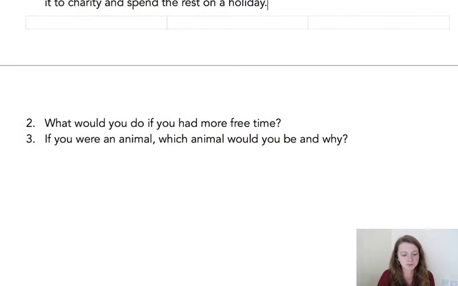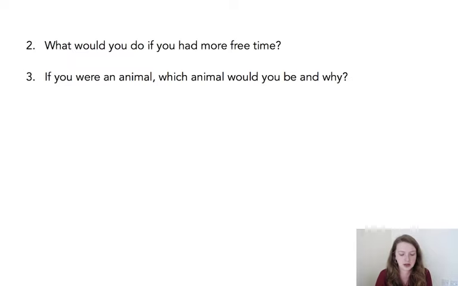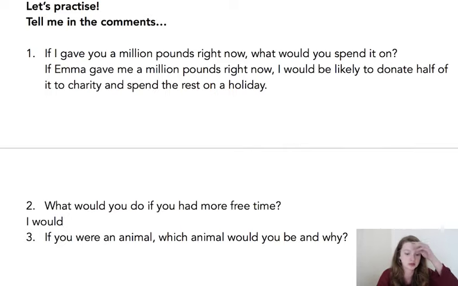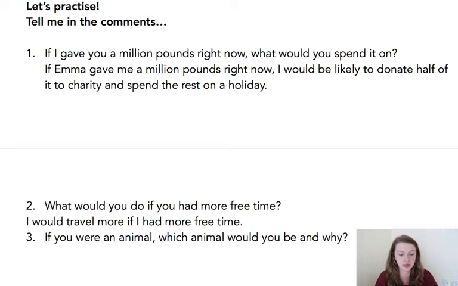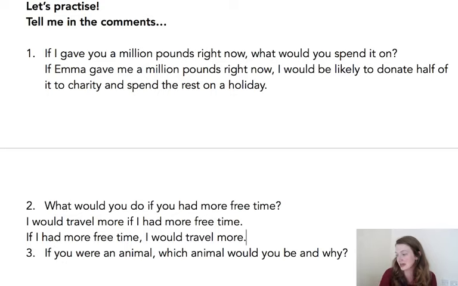Let's have a look at number 2. What would you do if you had more free time? I would, so I can change my answer around as well. So you see here I started with the if, and then the second part I had the would. I can do exactly the same with my answer. I would travel more if I had more free time. That's a possibility. Or if I had more free time, I would travel more. That's it. What do we think about traveling?